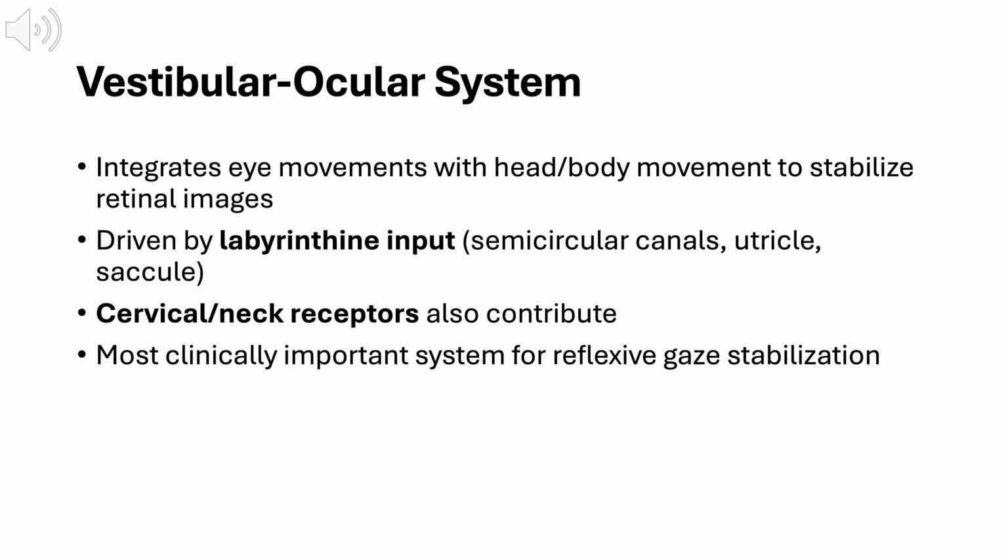The semicircular canals detect angular acceleration, while the utricle and saccule detect linear acceleration and head position relative to gravity. That vestibular information is rapidly relayed to the ocular motor nuclei to generate compensatory eye movements. Importantly, cervical and neck proprioceptors also contribute, allowing the system to account for head-on-body movement, not just motion through space. This becomes especially relevant in situations where vestibular input is impaired or when the head and trunk move independently.